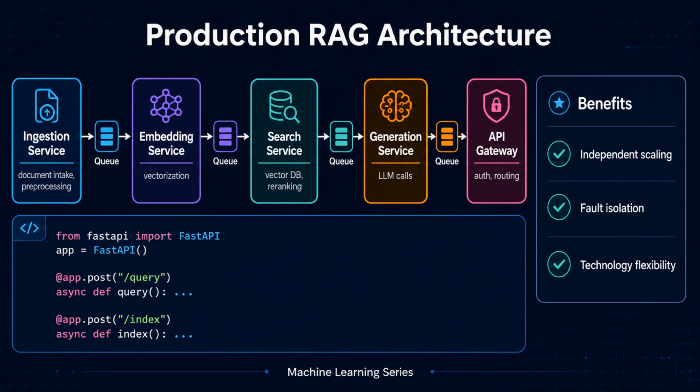This separation enables independent scaling, for example scaling the embedding service during bulk indexing, and fault isolation where one service failure doesn't crash the entire system. FastAPI is an excellent choice for building these services.